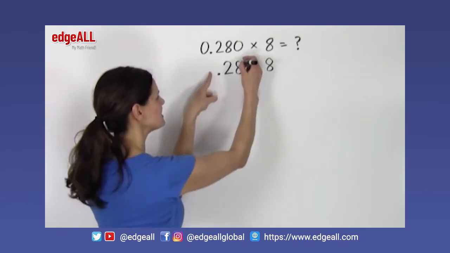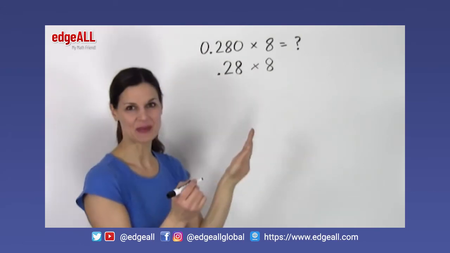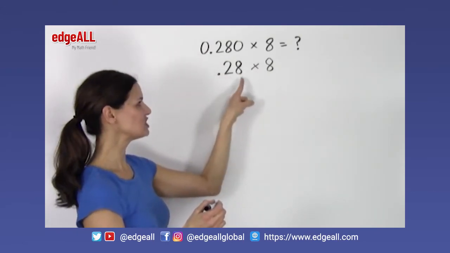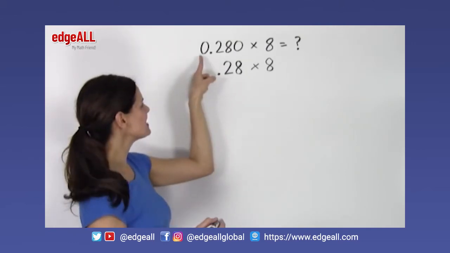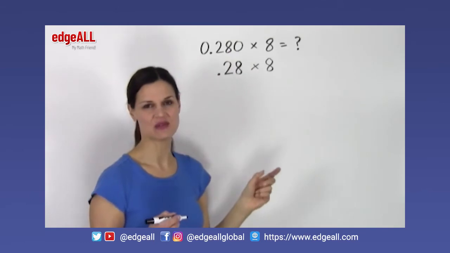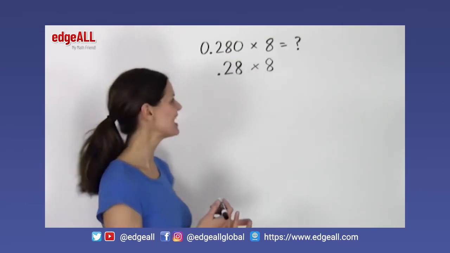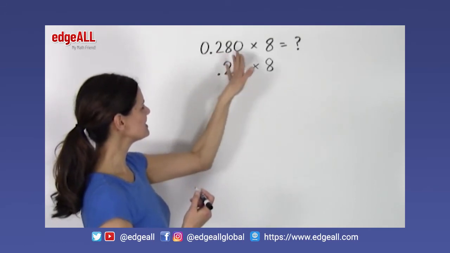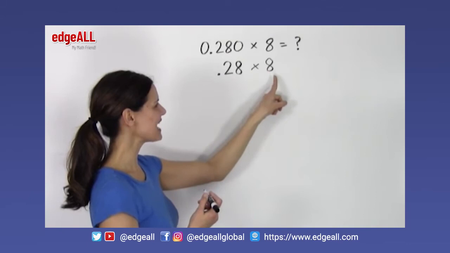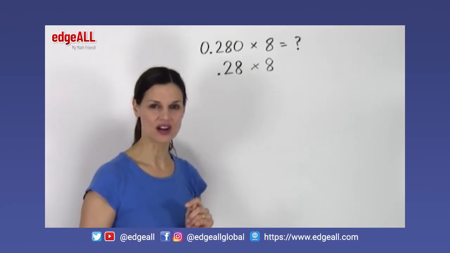But for the purposes of doing work and doing multiplication, setting up a problem, we don't need to have that 0 here. 0.28 is the same as .28. And then this 0 here at the end can be removed because it's not holding any position in our decimal points. So 0.280 can be rewritten as .28 times 8. Now I have a much simpler problem to work with.